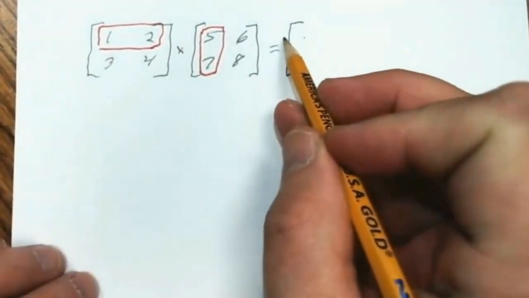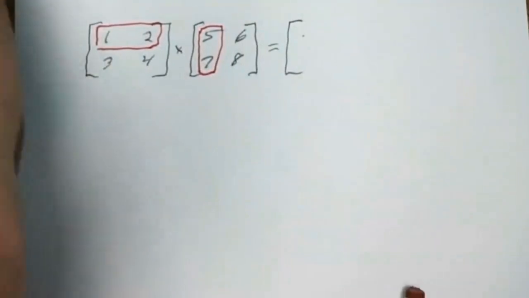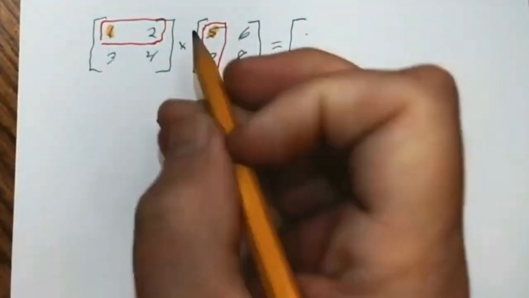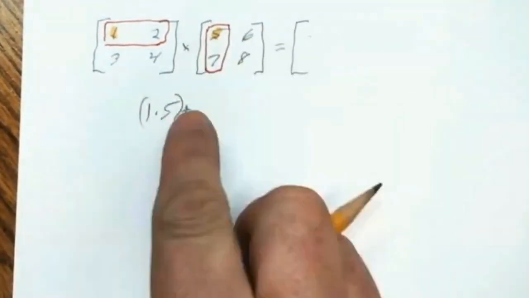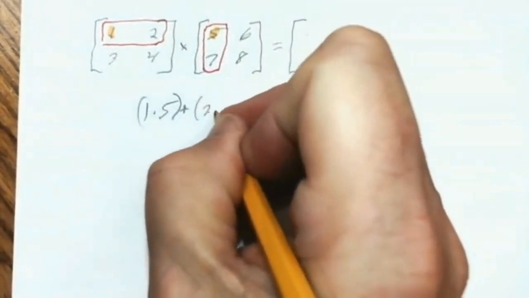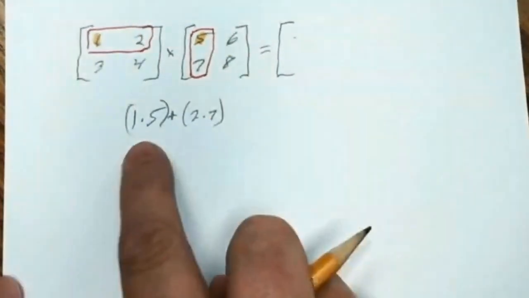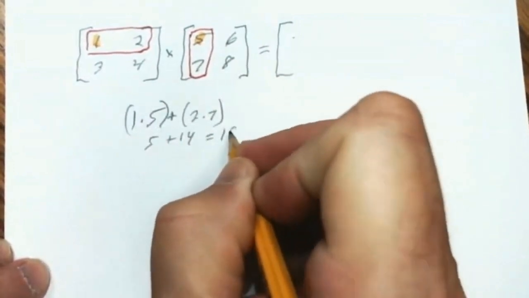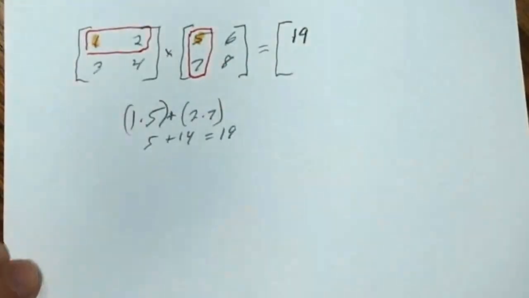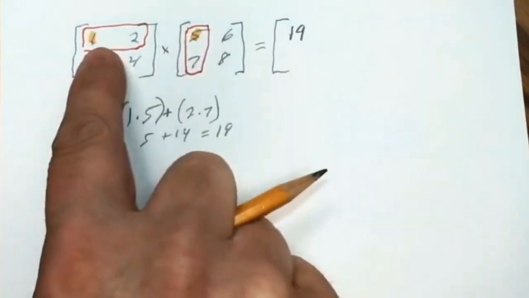So to get the answer that goes in the first row in the first column, we're going to take the first row times the first column. So we're going to take the first elements, right? The first thing in the row and the first thing in the column, the 1 and the 5. And we're going to take 1 times 5, and then we're going to add that together to 2 times 7. First numbers, second numbers. 1 times 5 is 5. 2 times 7 is 14. So 19 is the product. When we add the two products together, that is what our answer is for the first row times the first column.